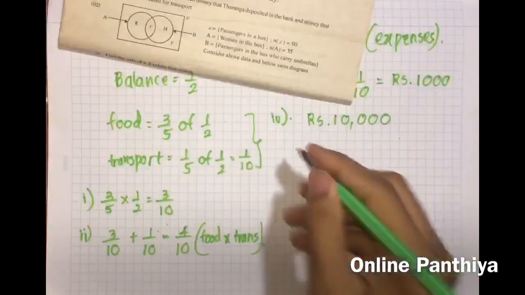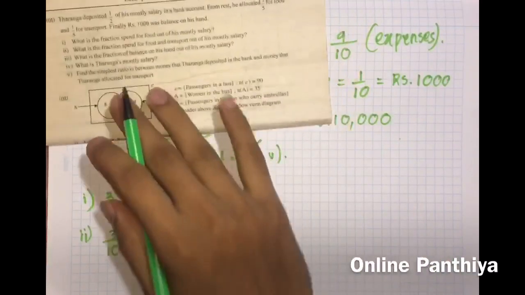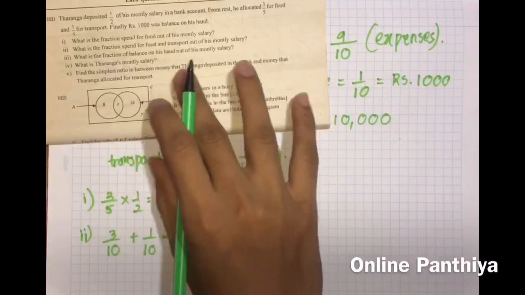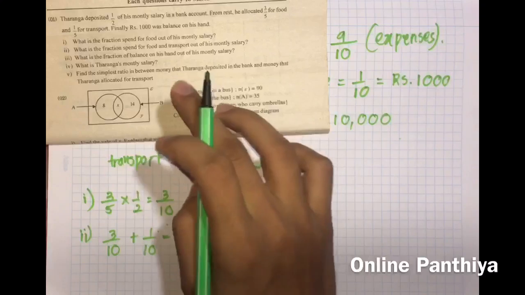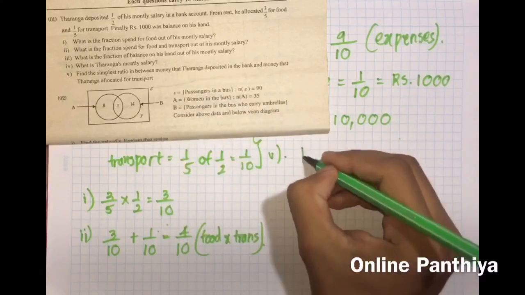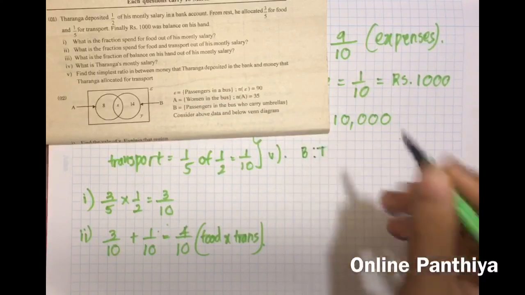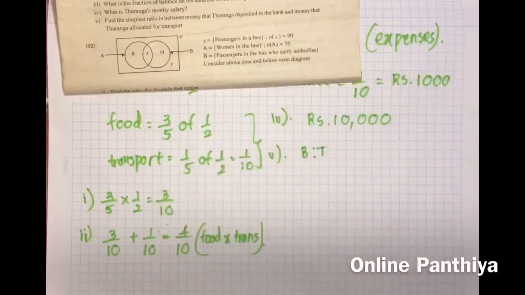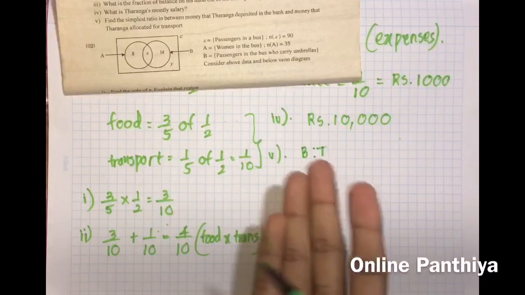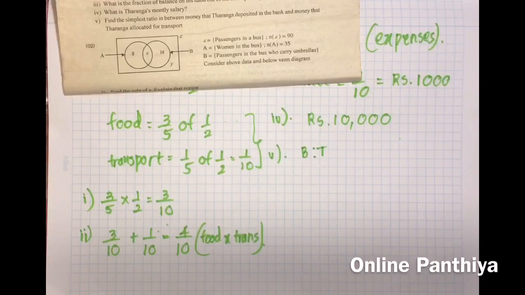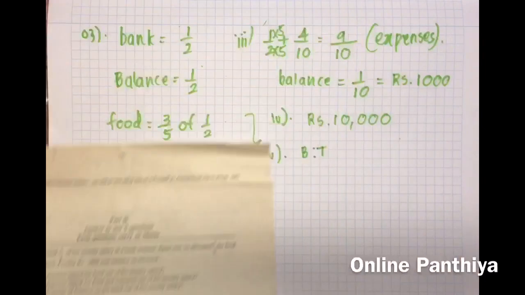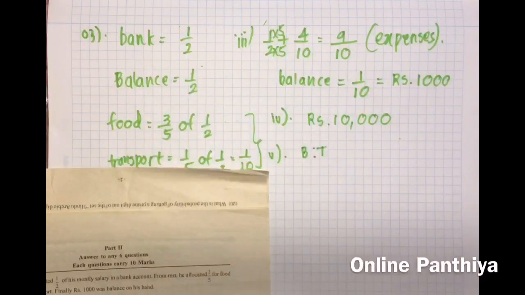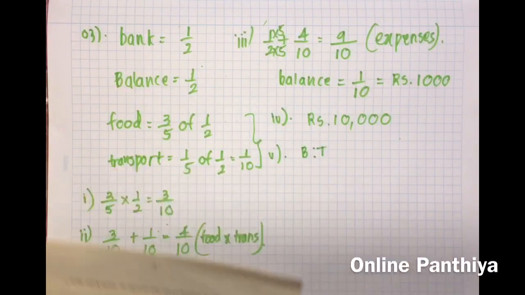Next, find the simplest ratio between the money that Taranga deposited in the bank and the money Taranga allocated for transport. Bank and transport. You have to find the simplest ratio. It is like finding the amount and writing it as a ratio and then simplifying. So you should know the amount she deposited in the bank. Now do you know that amount? No, you have not found it out. But do you know the amount that is spent for transport? Even that.